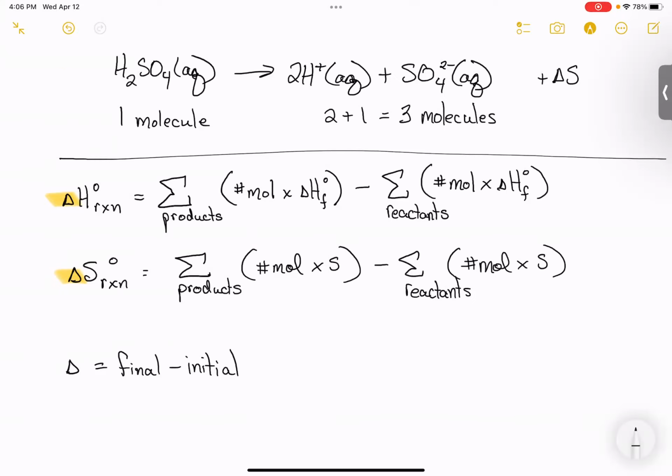So delta is always final minus initial. So delta T is the final temperature minus the initial temperature. Delta V is the final volume minus the initial volume. Delta H is the final minus initial. But when you're looking at a reaction, what is the final? The products minus the initial, which are the reactants. And so that's why it's in the order that it is in.